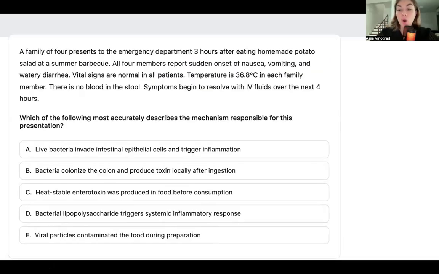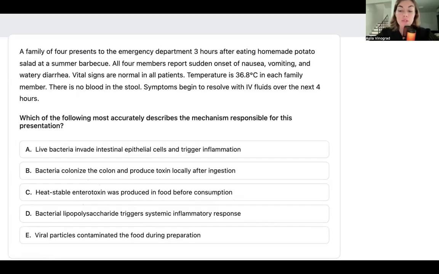Another case: whole family, same meal, homemade potato salad at a summer barbecue, and vomiting, watery diarrhea, no fever, resolves fast with fluids. The answer is C. Heat-stable enterotoxin was produced in the food before consumption. Yes, this is classic Staph aureus food poisoning.